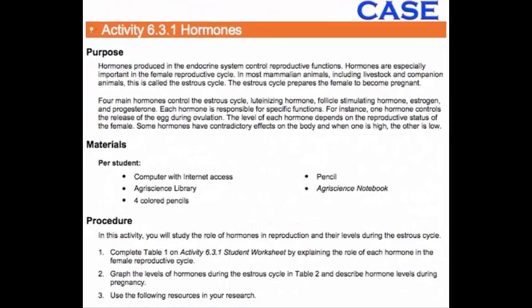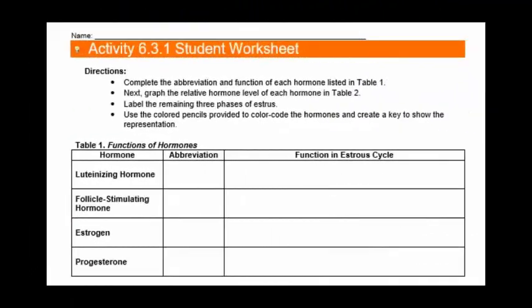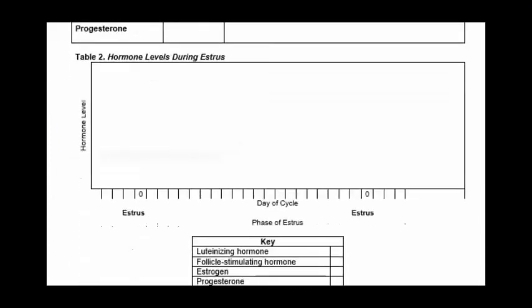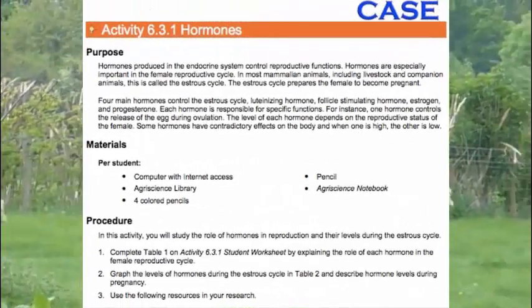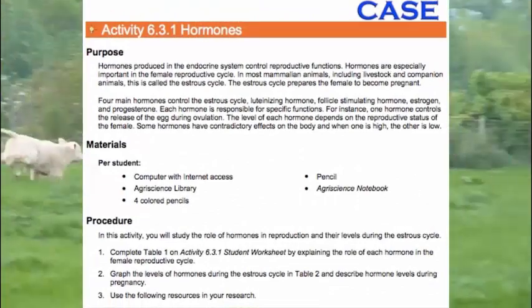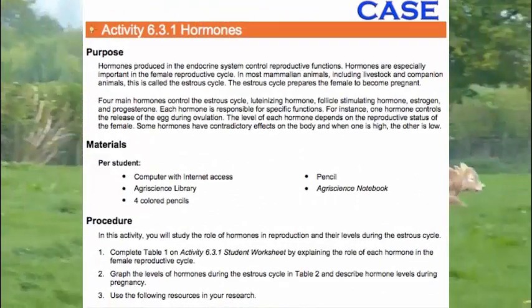Through Activity 6.3.1, Hormones, you will identify the main hormones of the estrous cycle and graph the levels of each hormone throughout the cycle. This will help you understand how the estrous cycle and hormonal control is essential for reproductive success. Your instructor will share specific instructions for Activity 6.3.1, Hormones.